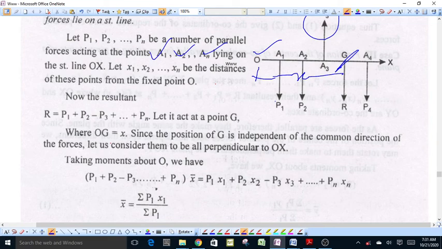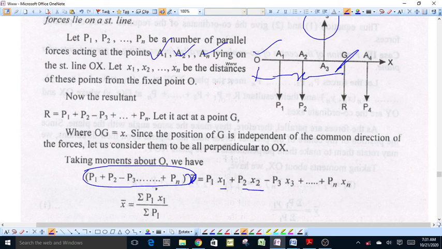Now, we take the moment of all the forces about O. Moment of the resultant about O will be equal to P1 plus P2 minus P3 plus Pn into x. The moment of the resultant of all these forces will be equal to the algebraic sum of moments of the individual forces about the same point O. Moment of force P1 about O will be equal to P1 x1, that of P2 will be equal to P2 x2, minus P3 x3 and so on plus Pn xn.